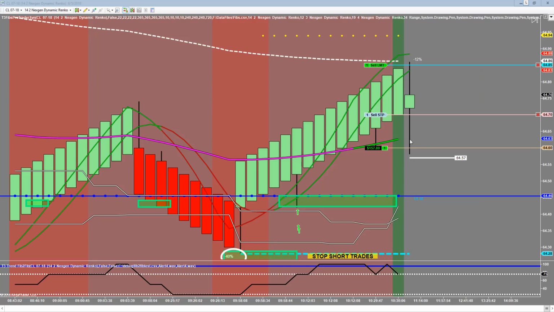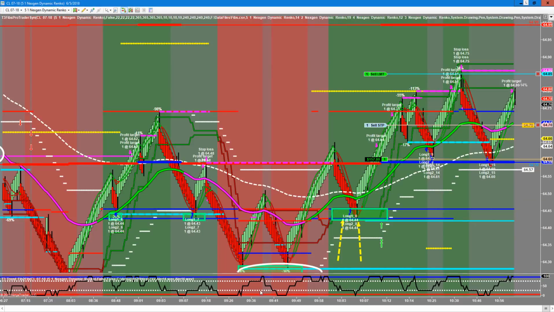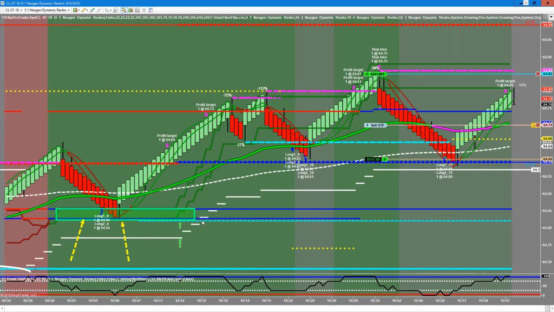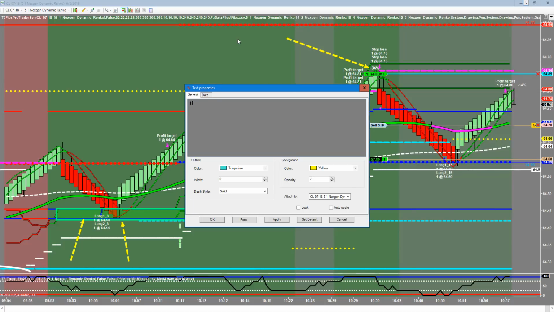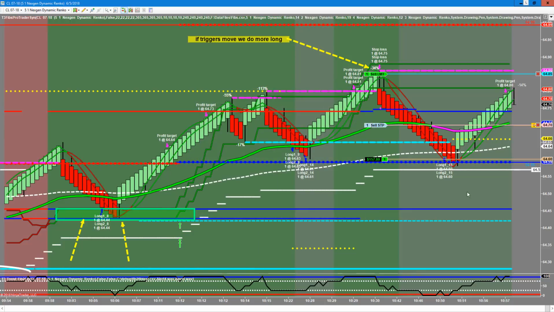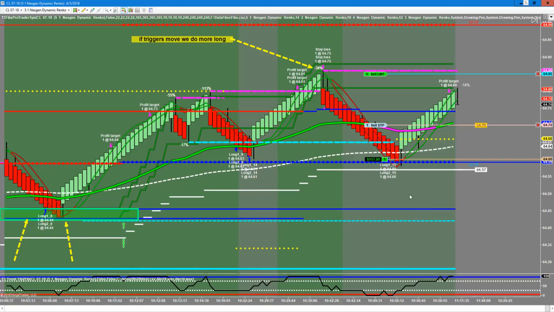All right, so one more lesson that we had in class, and again, this is what we were talking about in class. Trend trade long after the shift, trend trade long. And again, look, can we do one more trend trade long? And the answer is, if the triggers move, we do more longs. And again, the market came all the way down and we had a pivot stop out down here at the bottom.